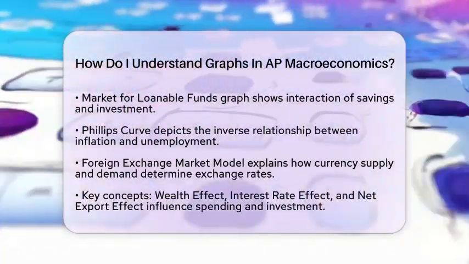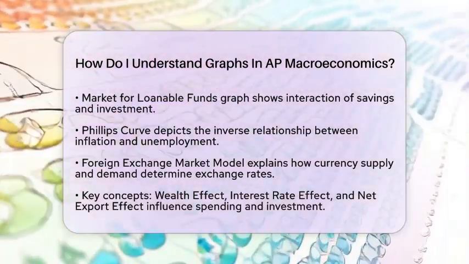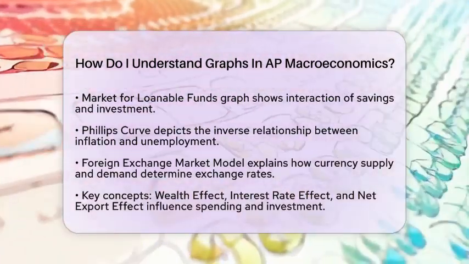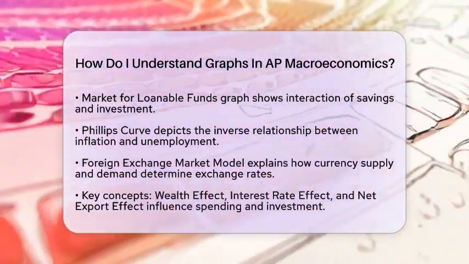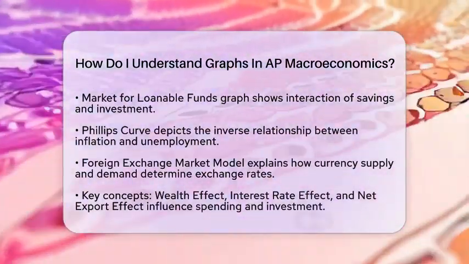It is also essential to differentiate between shifts and movements. A movement along a curve occurs when the price level changes, affecting the quantity demanded or supplied. A shift of a curve happens when factors other than price change, such as consumer confidence or government spending.